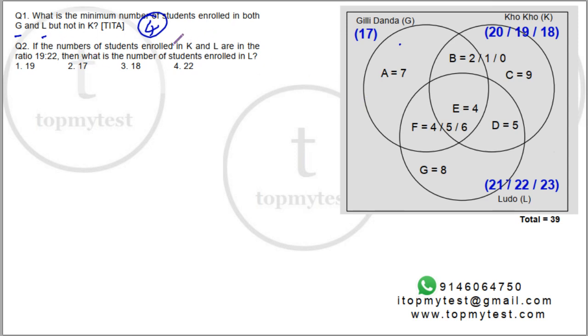Okay, if the number of students enrolled in K and L are in the ratio 19:22, which means this is 19, this is 22. What is the number of students enrolled in L? That's 22. That's straightforward.